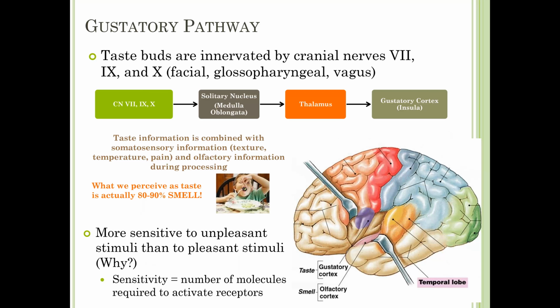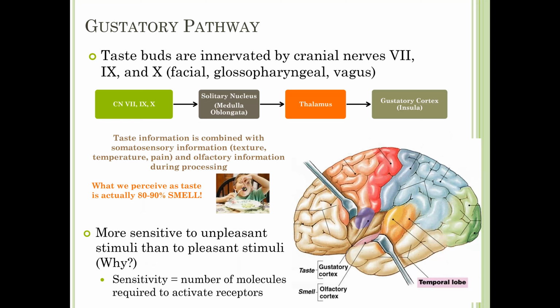We are also more sensitive to unpleasant stimuli than to pleasant stimuli, and by sensitivity I mean the minimum number of molecules required to activate a receptor. And why do you think that might be? That's because unpleasant stimuli usually indicate to us that something is bad and we shouldn't be eating it.